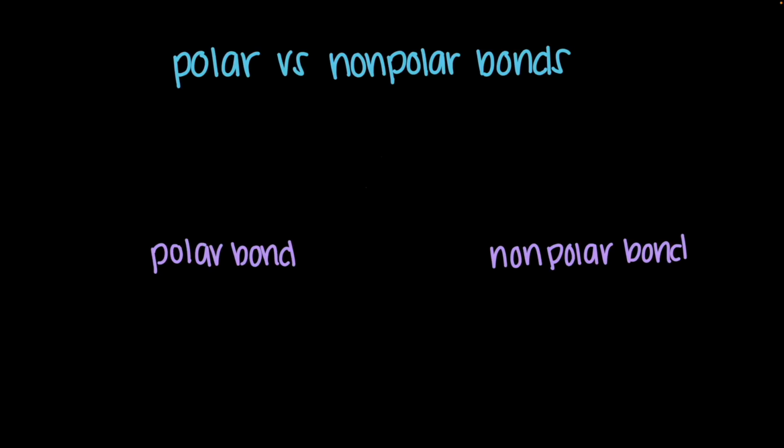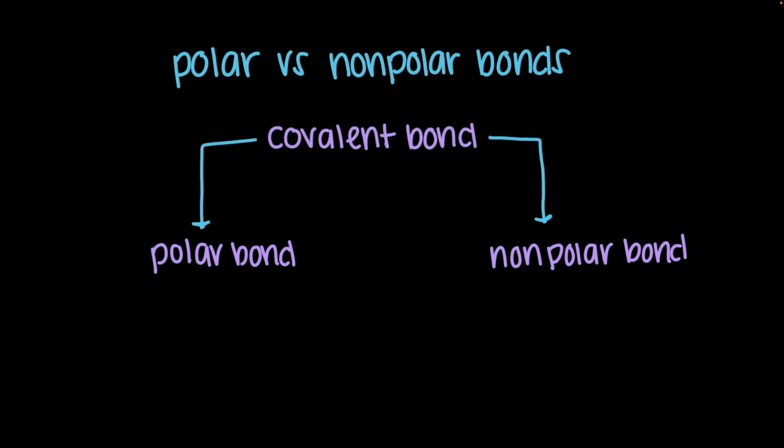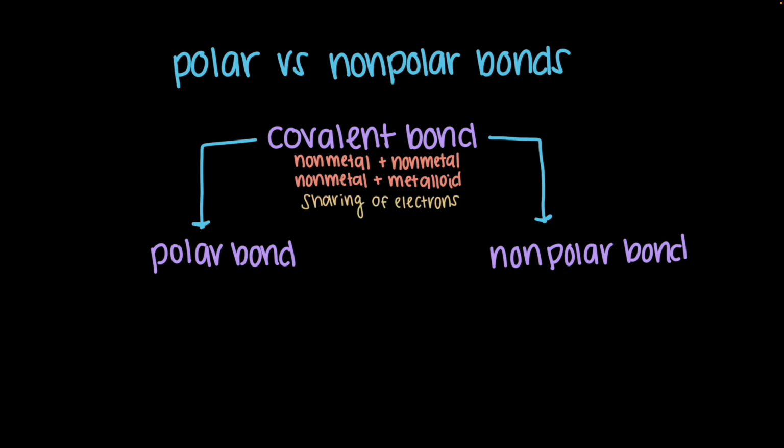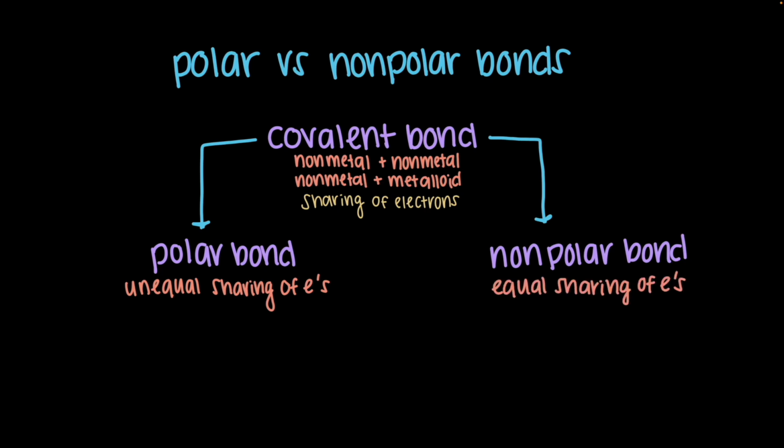Polar and nonpolar bonds are both covalent bonds. Covalent bonds are created between a nonmetal and nonmetal or a nonmetal and metalloid. A covalent bond is formed through the sharing of electrons between the two elements. This sharing of electrons can be equal or unequal. A polar bond has an unequal sharing of electrons between the two elements, and a nonpolar bond has an equal sharing of electrons between the two elements.